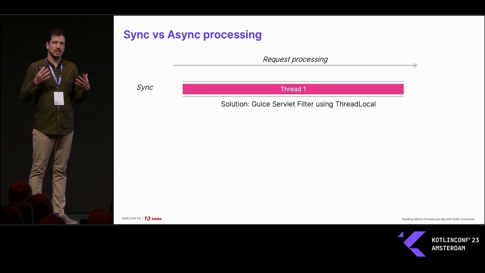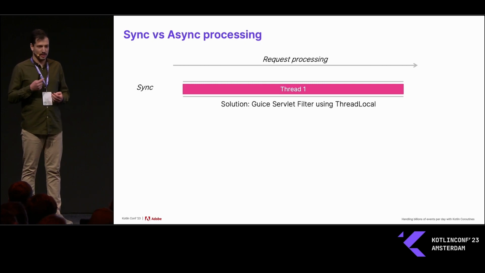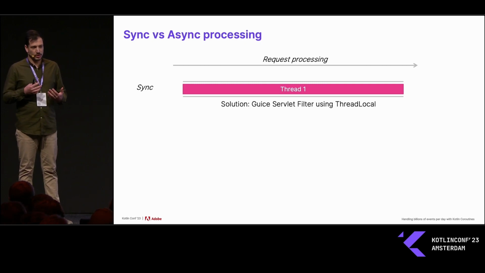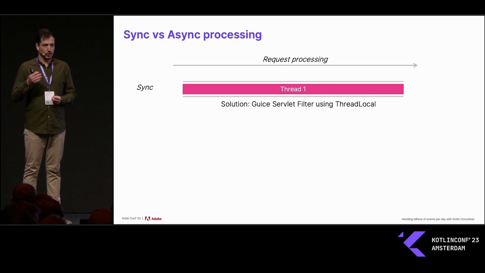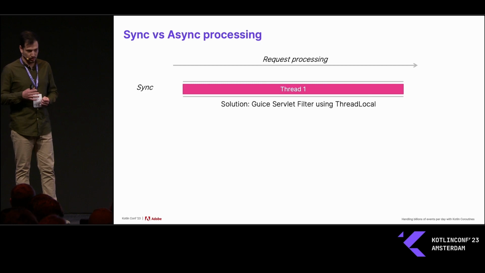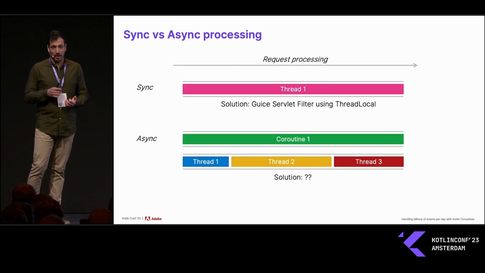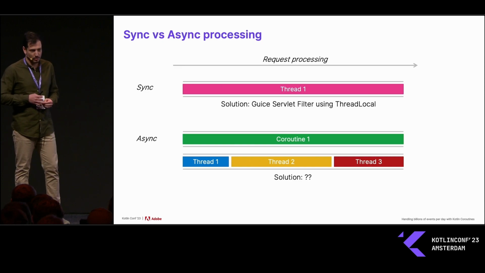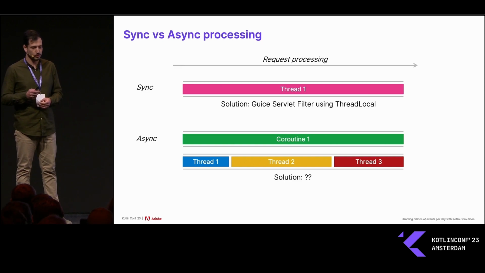And the question is, how did this work before? I mean, in synchronous processing, a request is handled by a single thread. And Guice had a servlet filter, which was leveraging a thread local variable to cache all those request scoped instances. In asynchronous processing, now we have a coroutine that handles each request, but a coroutine can run on multiple threads. So how could we solve this?